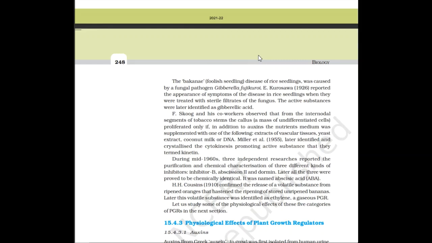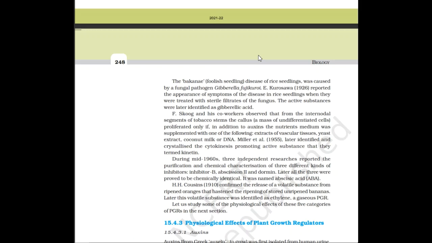The bakanae, or foolish seedling, disease of rice seedling was caused by the fungal pathogen Gibberella fujikuroi. E. Kurosawa, in 1926, reported the appearance of symptoms of the disease in rice seedlings when they were treated with sterile filtrate of the fungus. The active substance was later identified as gibberellic acid.